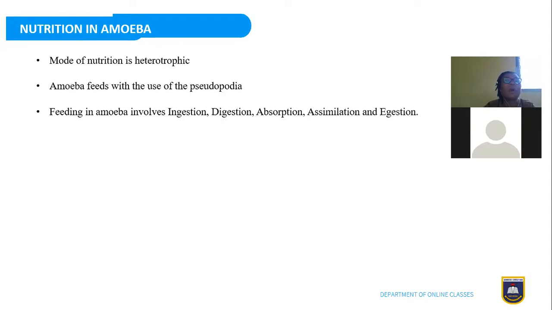Now, the mode of nutrition in amoeba is heterotrophic. And we all know what heterotrophic nutrition is. I told you that heterotrophs are organisms which are not capable of making their own food, but depend on already prepared food to obtain energy. You and I are examples of heterotrophs. We cannot make our own food. Making our own food doesn't mean cooking banku or pounding fufu in the kitchen. Making your own food means using sunlight, combined with chlorophyll, to produce raw cassava. We are animals, and animals don't have chlorophyll. Therefore, we are not able to trap sunlight to manufacture our own food. So we are heterotrophs.